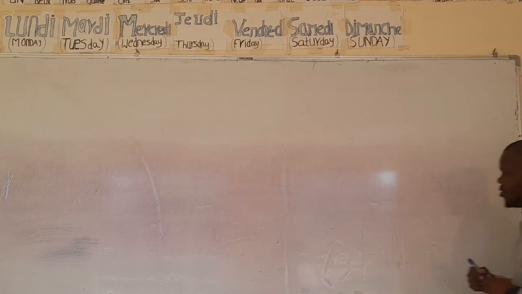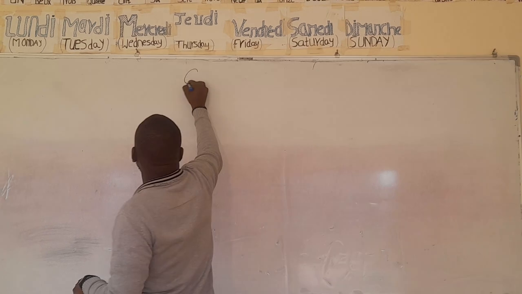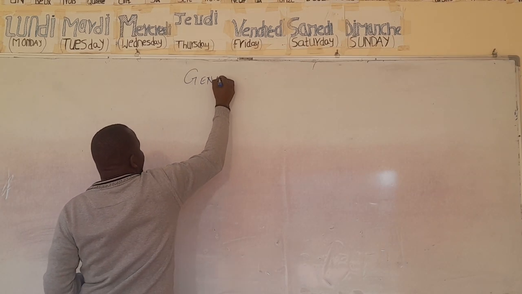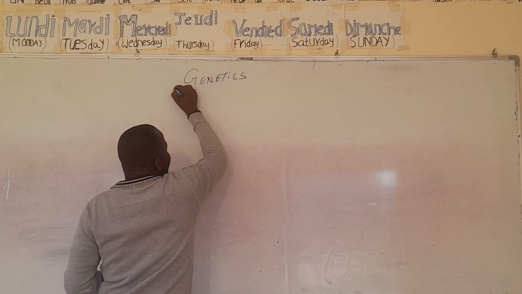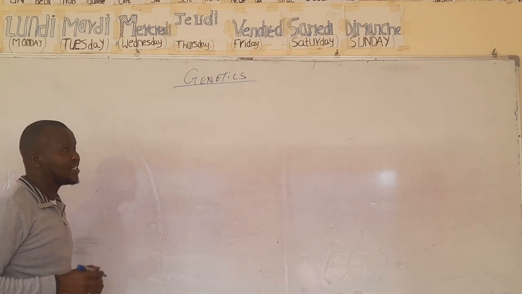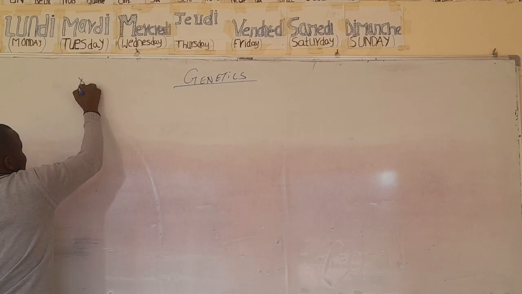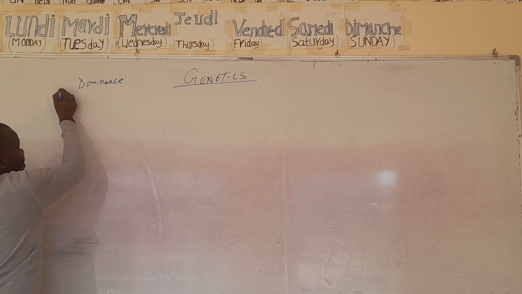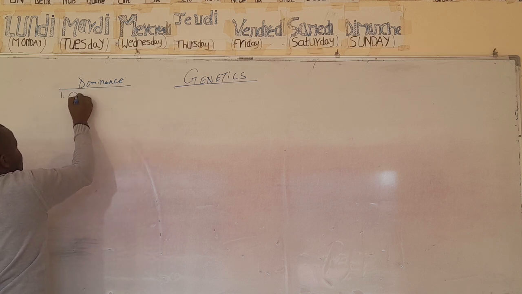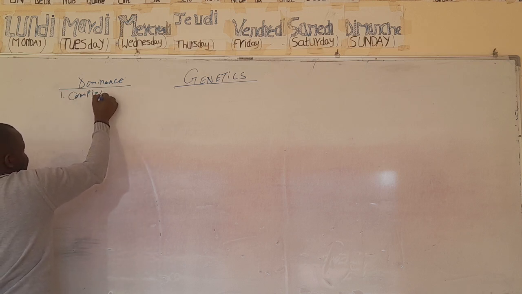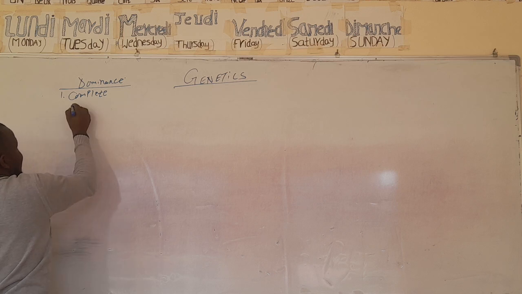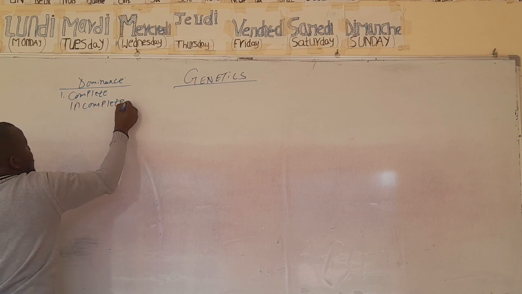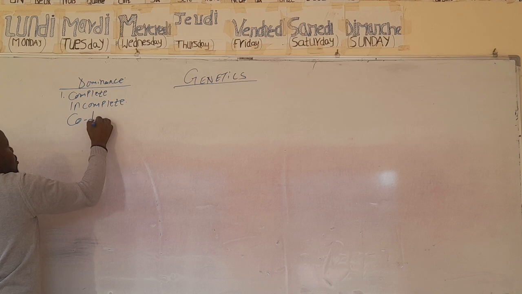Today let's discuss genetics. But my main focus today from genetics is about dominance. We are speaking about dominance, and we have three sets of dominance. Number one, complete dominance; number two, incomplete dominance; and number three, codominance.